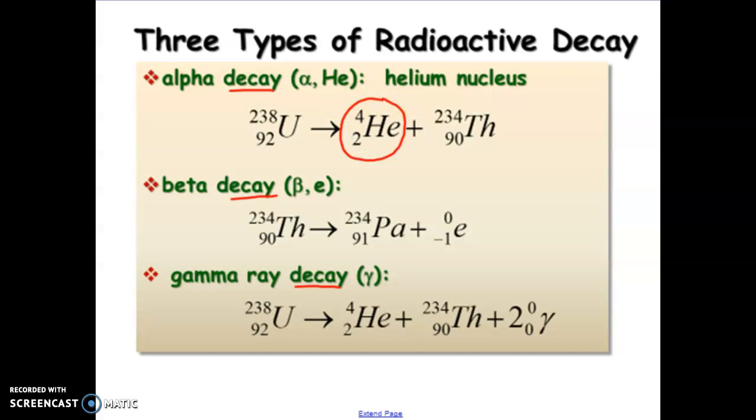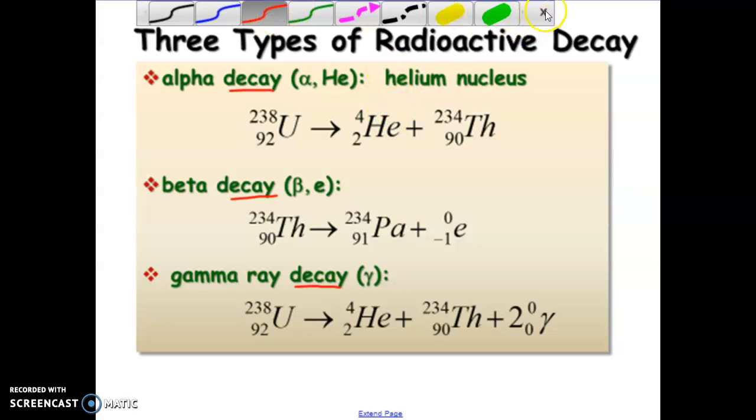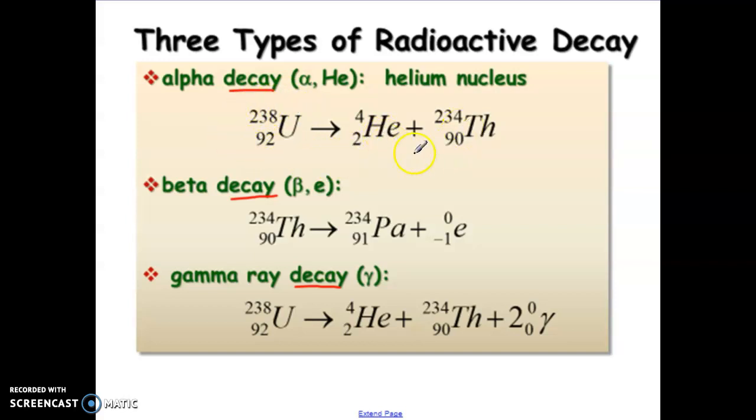So first of all, actually, let's backtrack. Before we even get into this, I want you to notice how the reaction is written. Notice on the left side of the arrow, there is only one item, and on the right-hand side, there is more than one item. All nuclear reactions, all of these three types of decays, are the same way. There's one reactant and multiple products, right? You can see that here. So one reactant, multiple products.